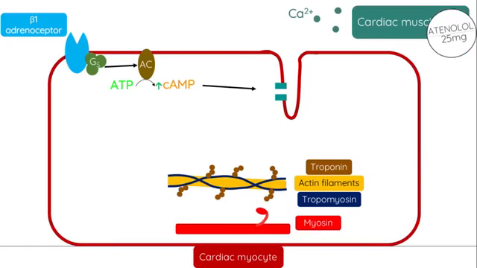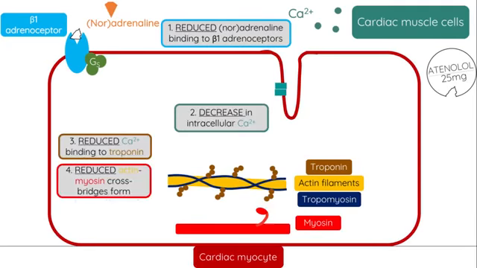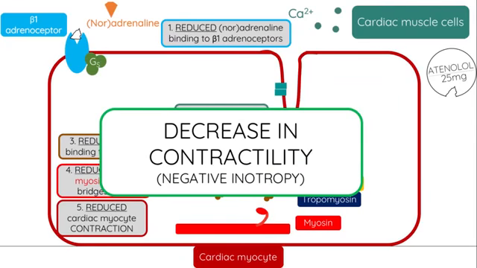Beta blocking drugs, such as atenolol, which is very cardioselective, prevent the binding of noradrenaline or adrenaline to the beta 1 receptor, leading to a decrease in intracellular calcium concentrations. This reduces the contractility of the cardiac muscle cells, leading to reduced heart contractility, also known as negative inotropy.